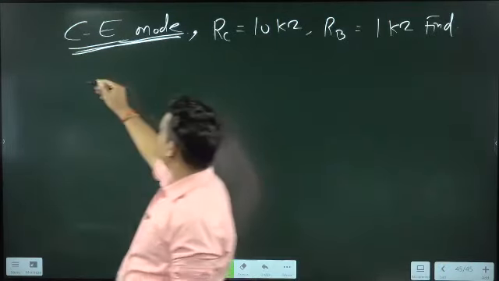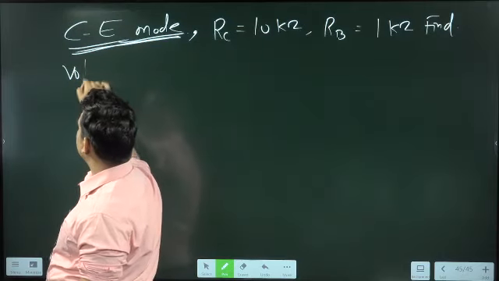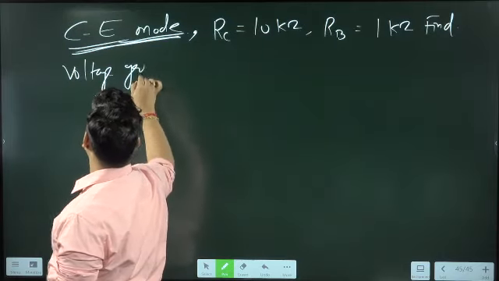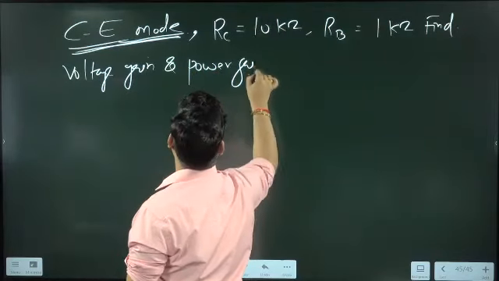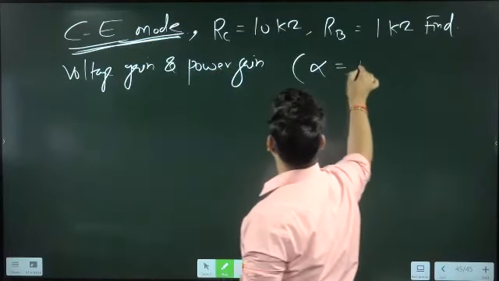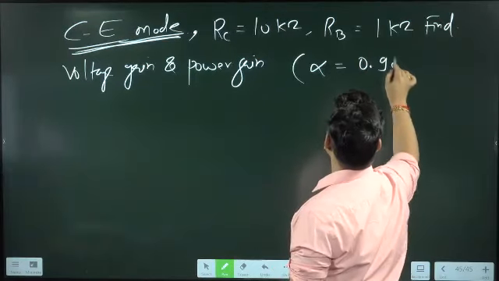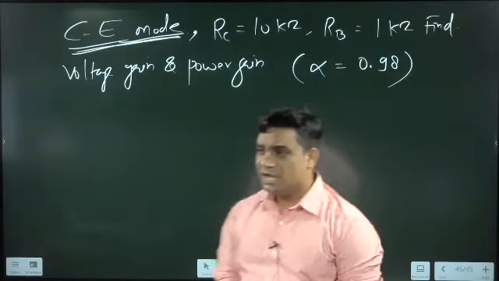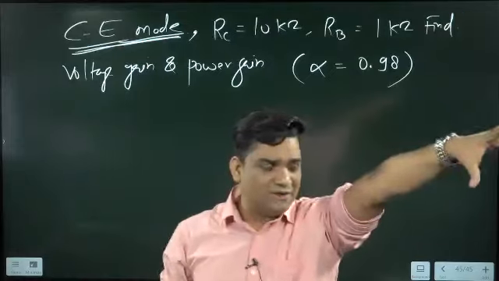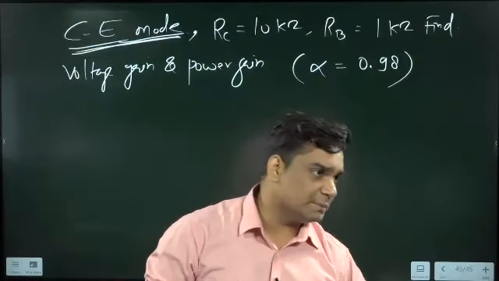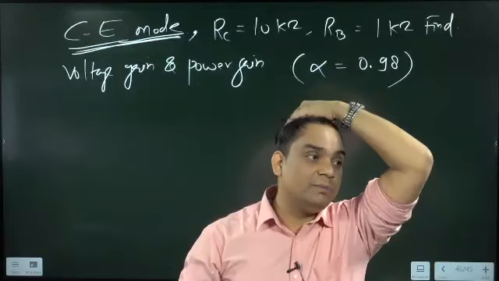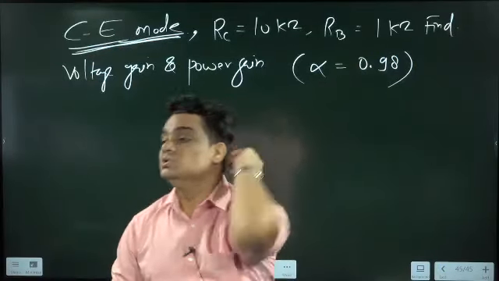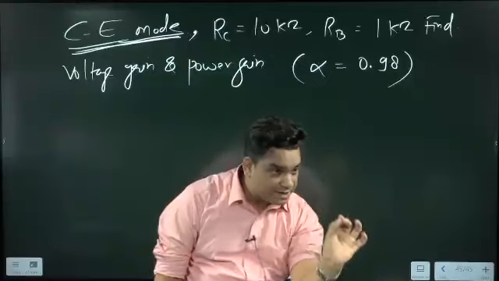Find voltage gain and power gain, and they are giving alpha equal to 0.98. This is alpha given here, okay? Now you know in the common emitter mode, is alpha used or beta used? Which one is used in the common emitter? Beta is used. So the first target is to find the beta here, okay?